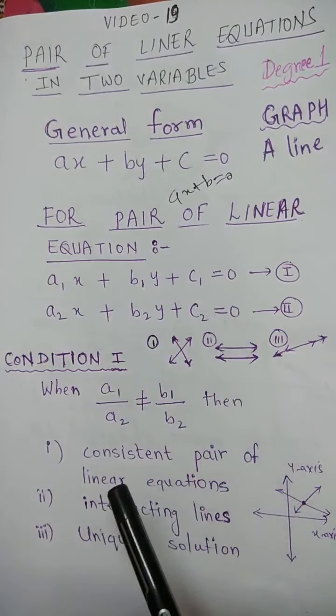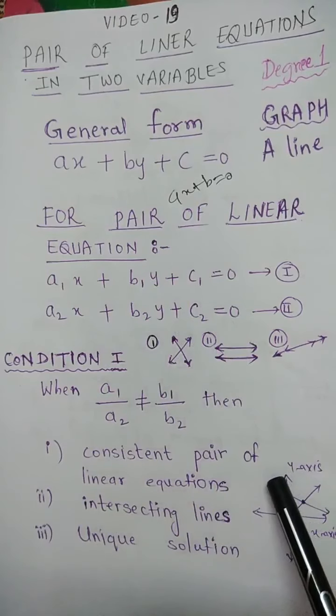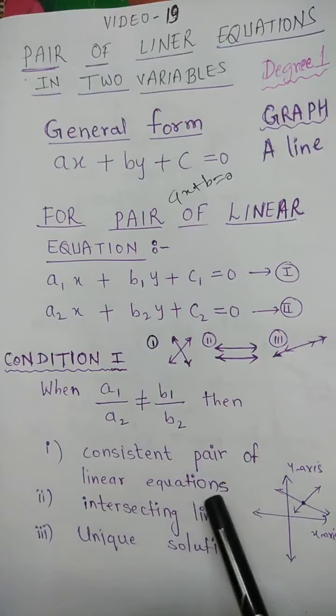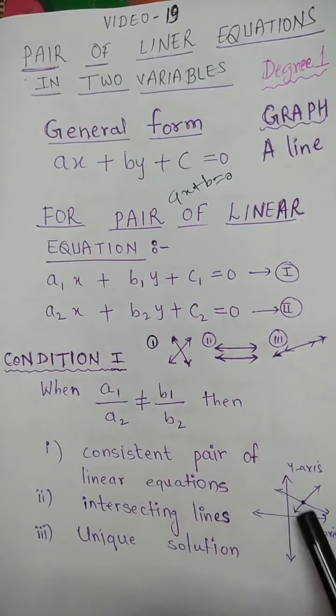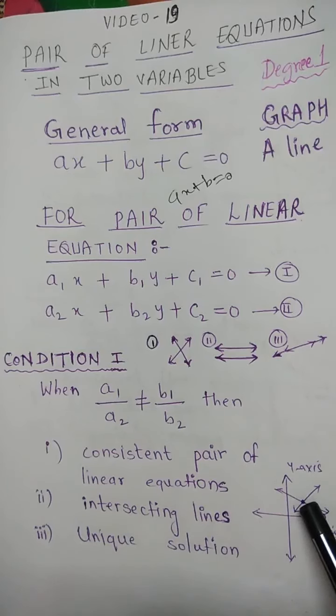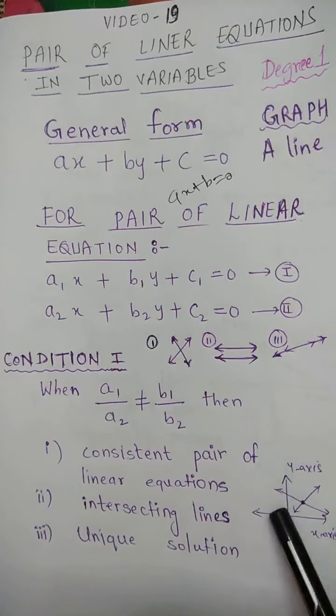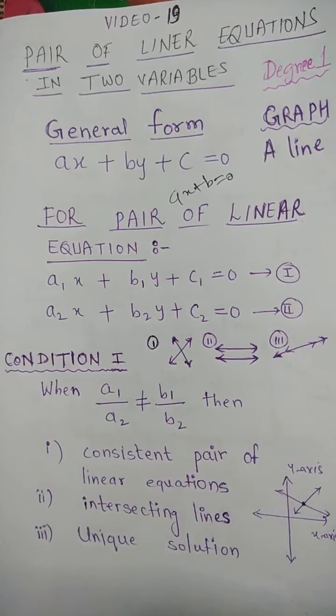So when a1 upon a2 is not equal to b1 upon b2, then which type of lines you will get on a graph? You will get consistent pair of linear equations, or these are intersecting lines. And unique solution. Unique solution means one and only one solution. One and only one solution means there will be only one point which is common in both the lines. So when you draw this in the graph, then you will get intersecting lines.